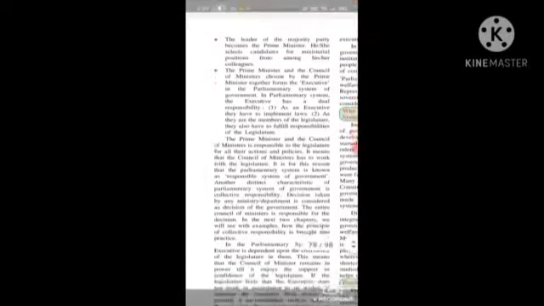The Prime Minister and the Council of Ministers are responsible to the legislature for all their actions and policies. It means that the Council of Ministers has to work with the legislature. It is for this reason that the parliamentary system is known as the responsible system of government.